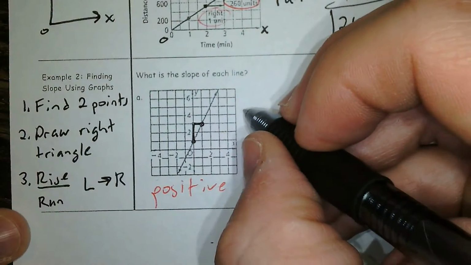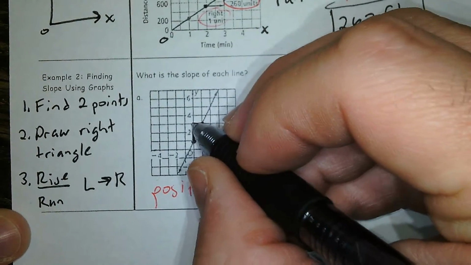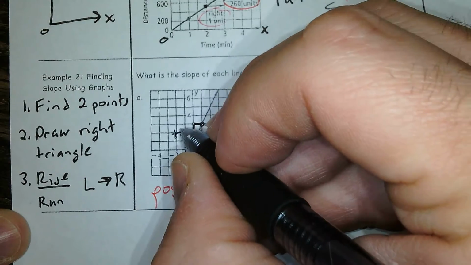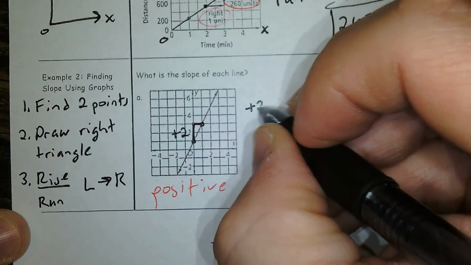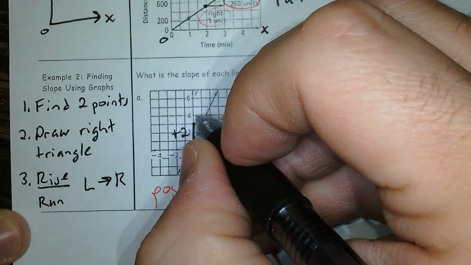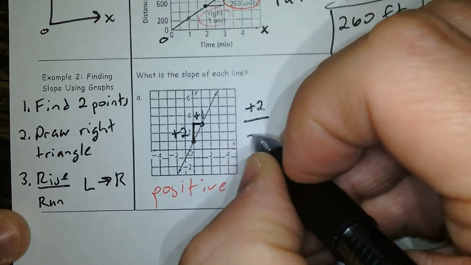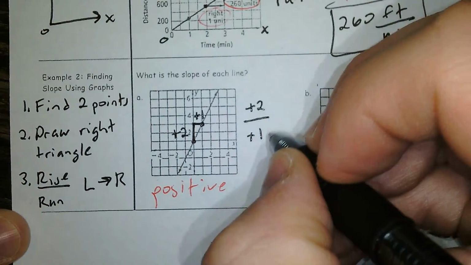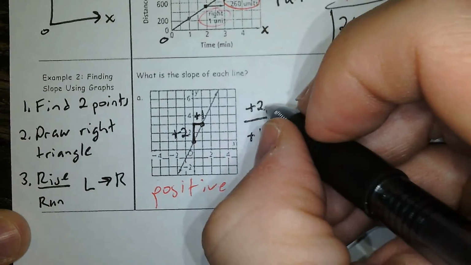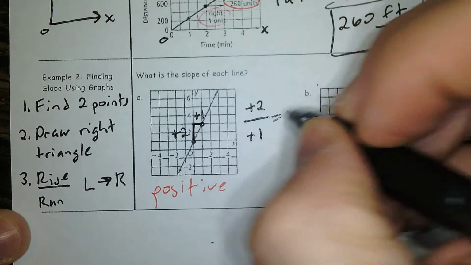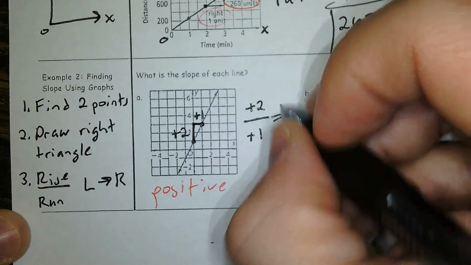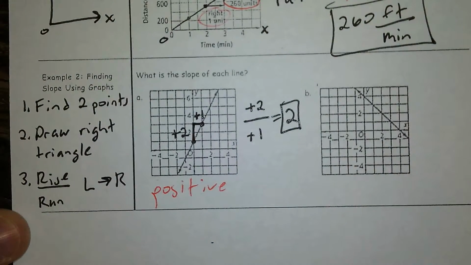And then we're going to do my rise over my run. So I go up 1, 2, so that would be plus 2. And I go right 1, so that would be plus 1. So my rise is plus 2, my run is plus 1. If we take positive 2 divided by positive 1, I'm going to get 2. That is my slope.